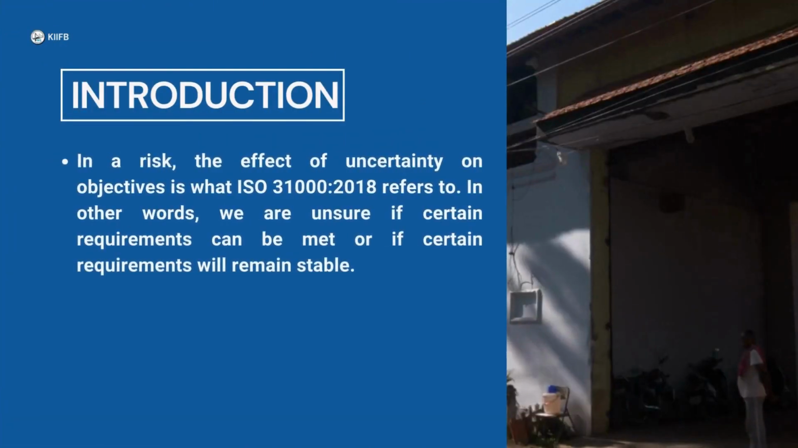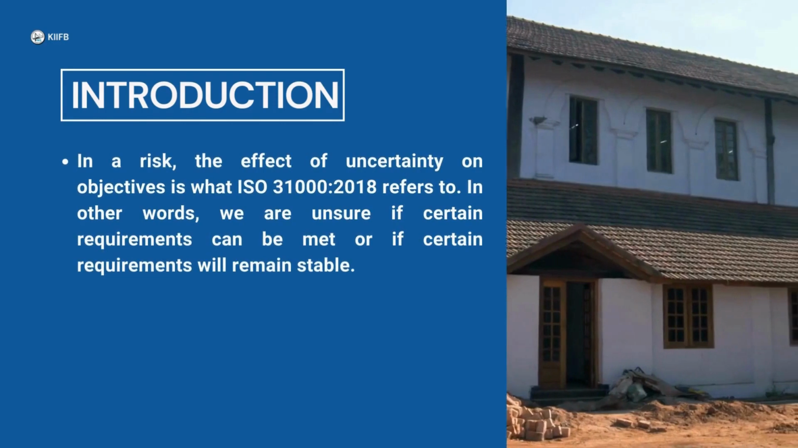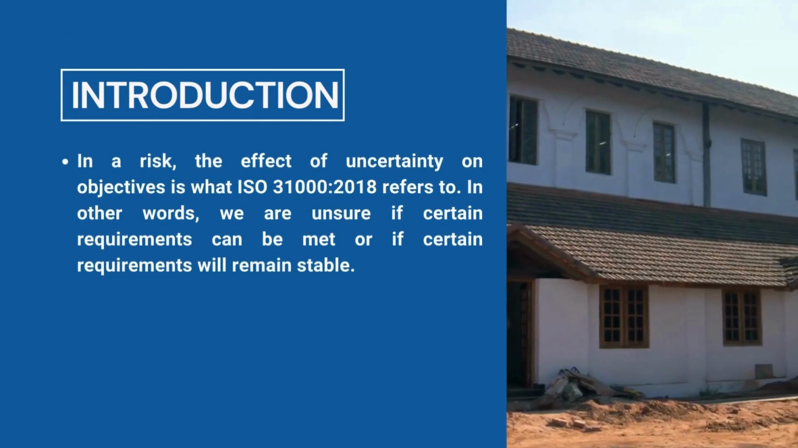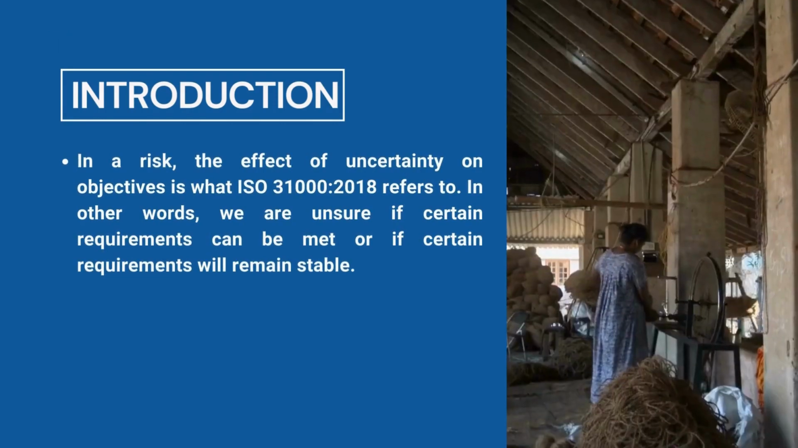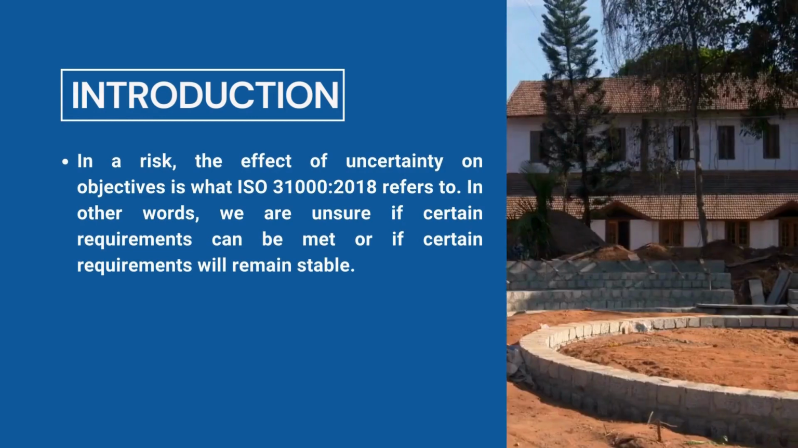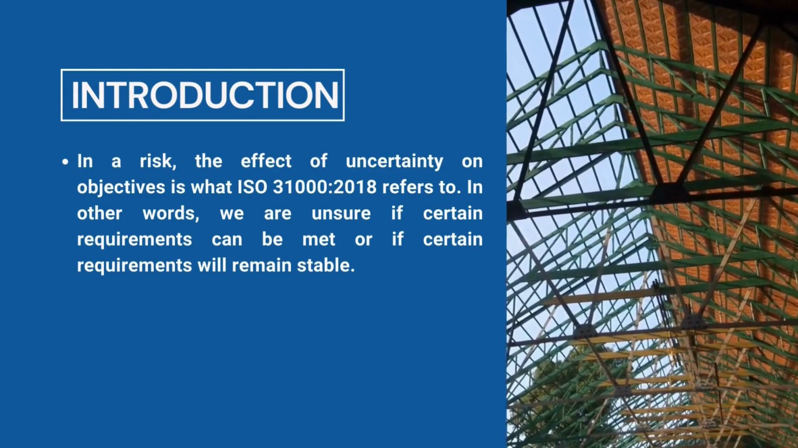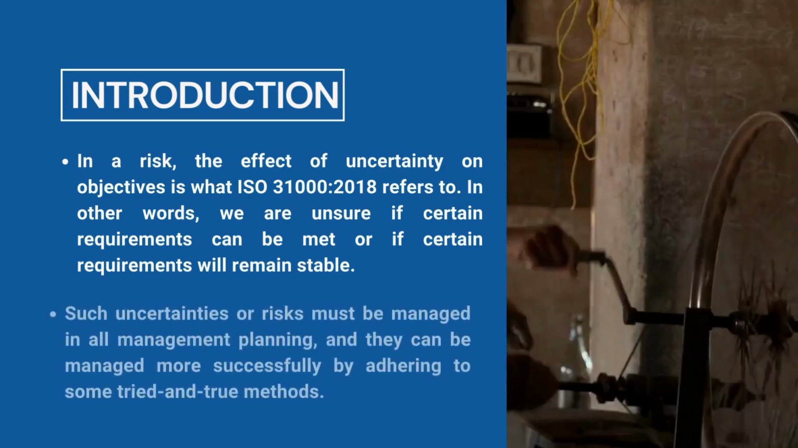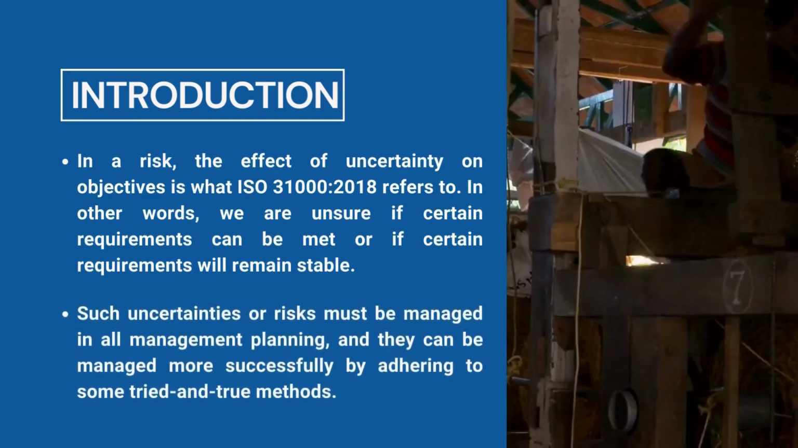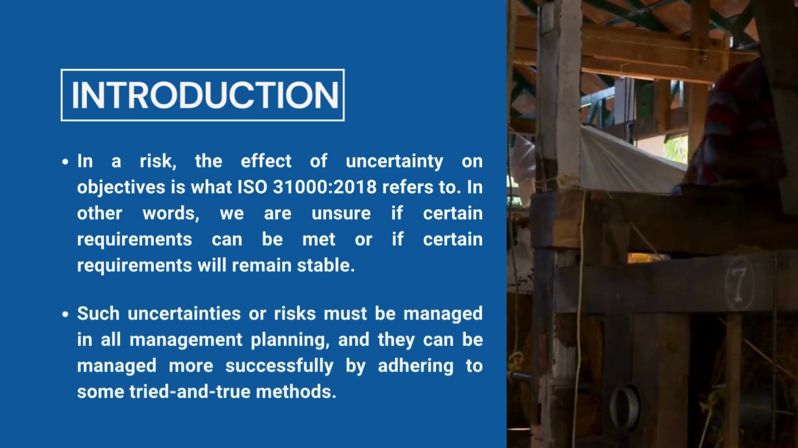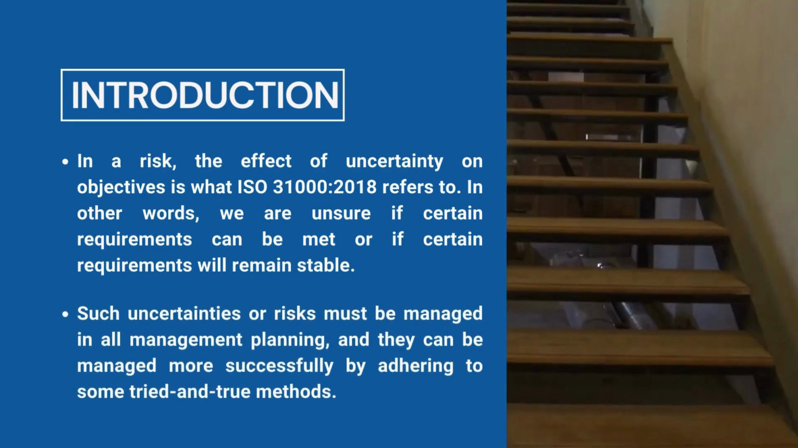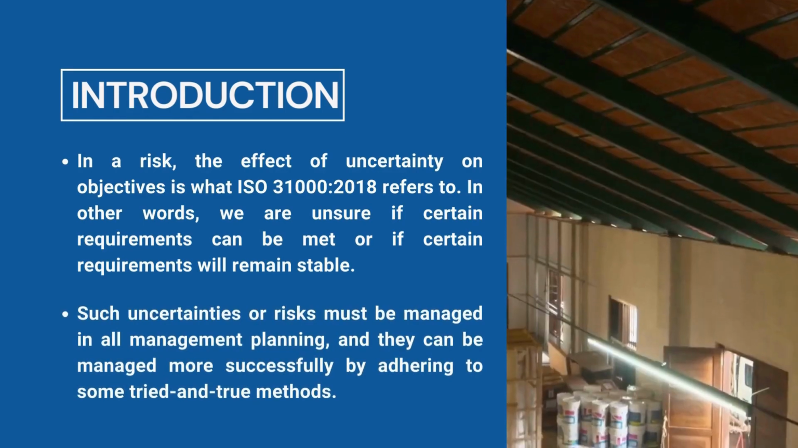In a risk, the effect of uncertainty on objectives is what ISO 31000-2018 refers to. In other words, we are unsure if certain requirements can be met or if certain requirements will remain stable. Such uncertainties or risks must be managed in all management planning, and they can be managed more successfully by adhering to some tried and true methods.